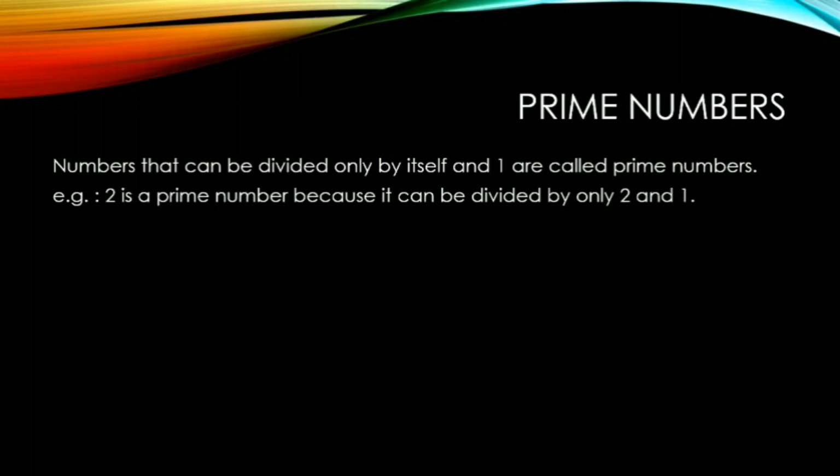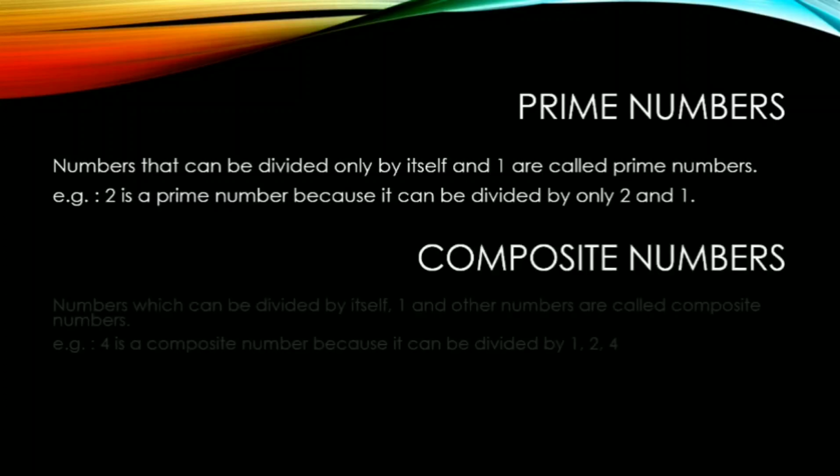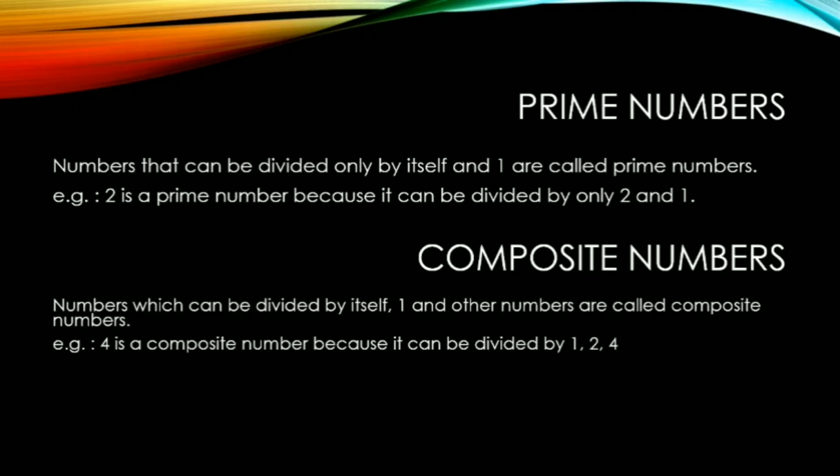Now what are composite numbers? Composite numbers are numbers that can be divided by itself, 1 or any other number. For example, 4. We can get 4 when we multiply 2 with 2. We can get 4 when we multiply 1 with 4. So 4 has got more than two factors, that is 1, 2 and 4. Hence 4 is a composite number.